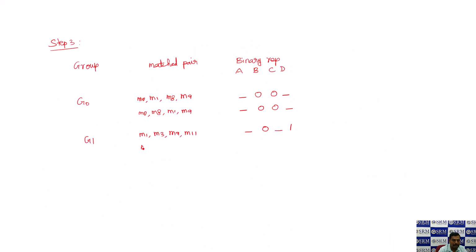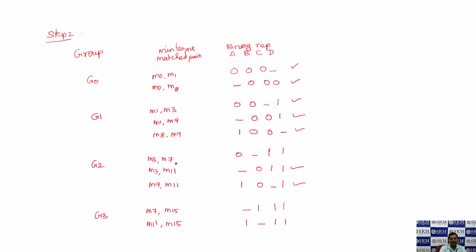M1, M9, M3, M11. Value is underscore, that is hyphen 01, right? Now, at this stage, this M3, M7 was not grouped with the G1 group, but it may be grouped with G3.